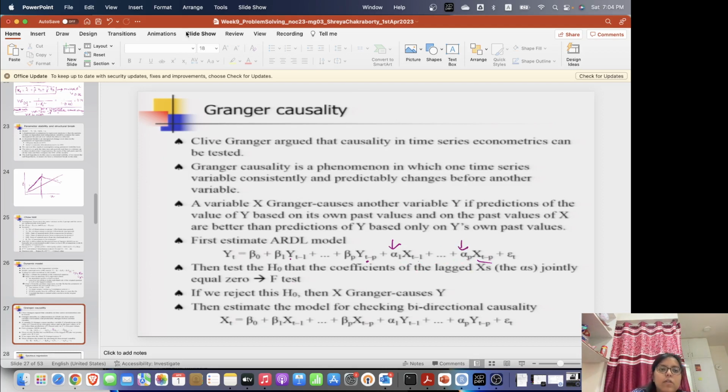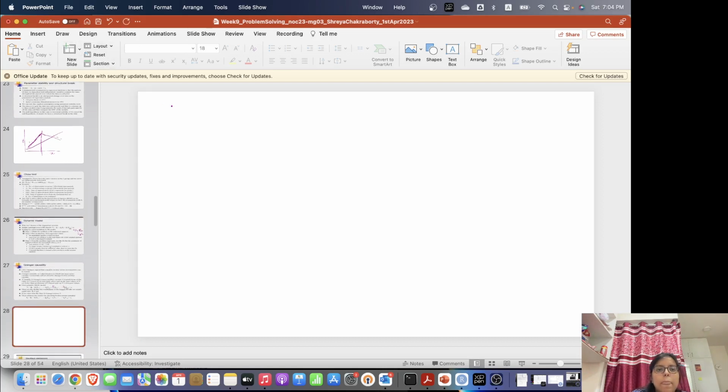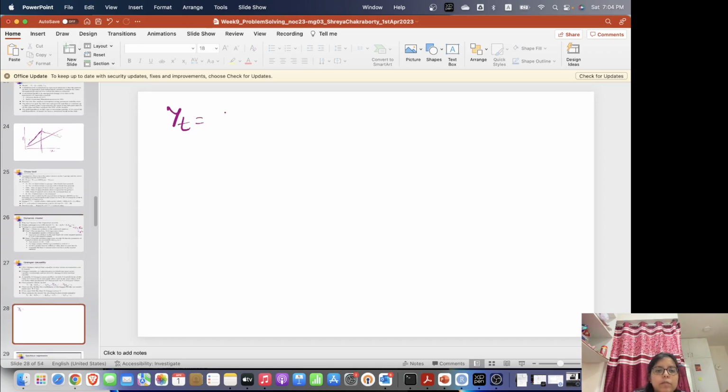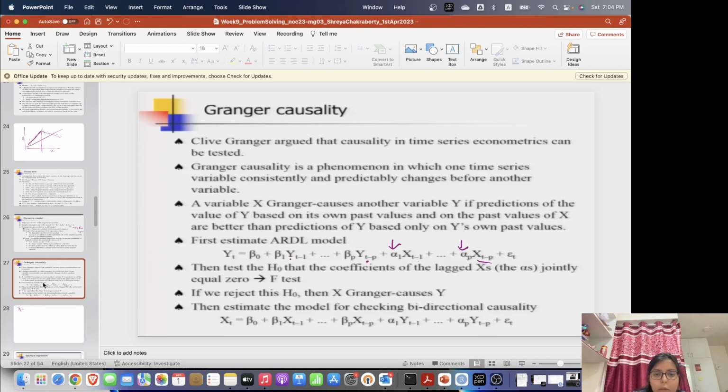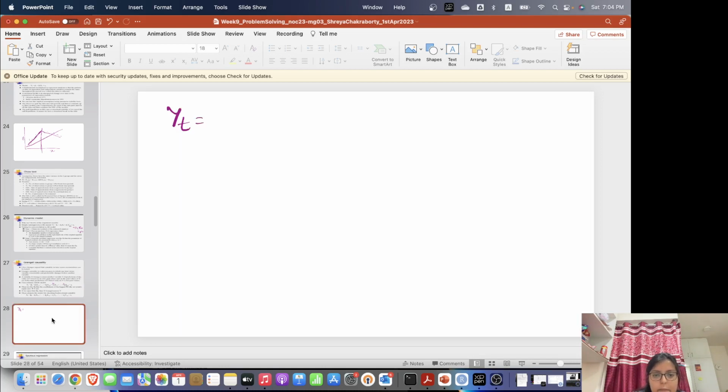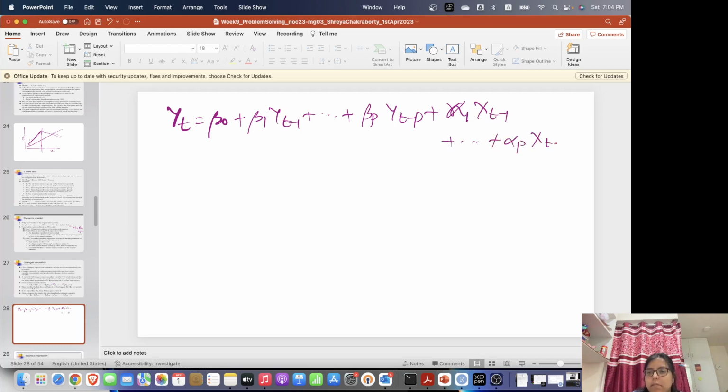So how do we do it? If we write the model, yt is based on, let's say, p lagged values of yt, plus beta 1 yt minus 1 up to beta p yt minus p, plus alpha 1 xt minus 1 to alpha p xt minus p. So this is my unrestricted model.